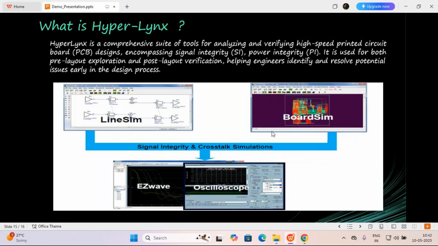And then we have multiple tools like the oscilloscope and EZwave. We generally don't use EZwave, but the oscilloscope is what I showed you, where the plots and all will come. So this is an overall view of HyperLynx. There are multiple vendors which offer this: Keysight offers ADS, Ansys offers SIwave and HFSS, and Siemens offers HyperLynx.